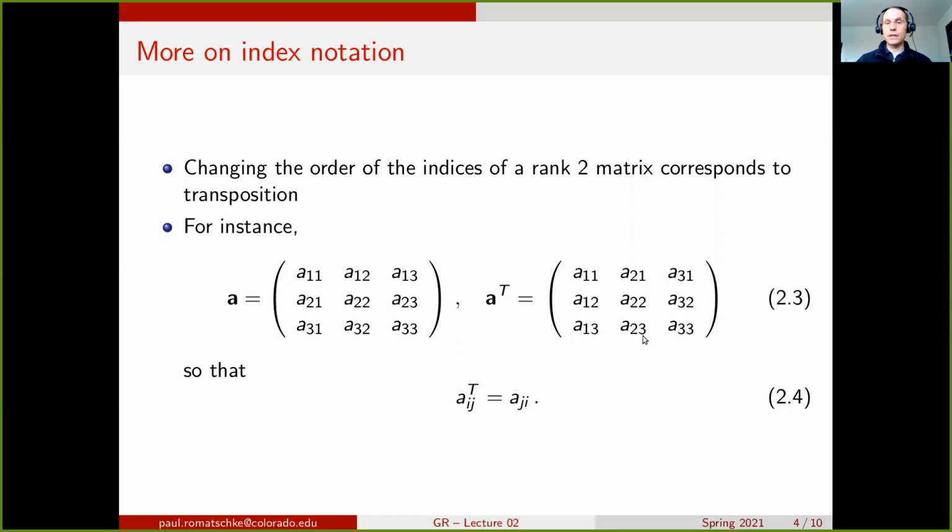If we look at the transpose of this matrix, we note that in the original index formulation, the transpose just corresponds to changing rows and columns. Since the first index was the row index and the second index was the column index, if we want to do a transpose, we just exchange the order of the indices, such that what was before the column index becomes the row index, and the row index becomes the column index. So long story short, the transpose of a rank 2 matrix just corresponds to changing the order of the indices.